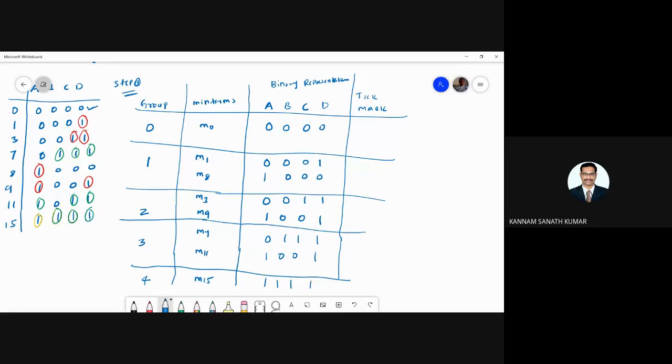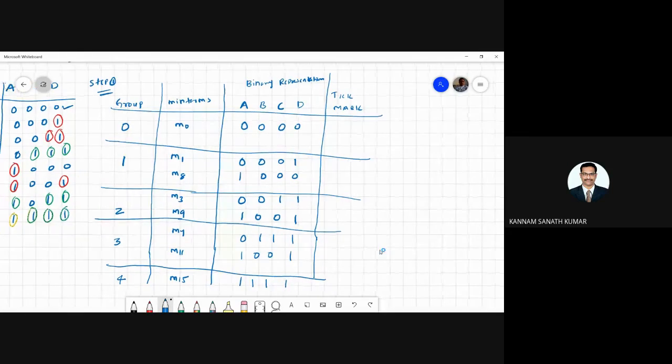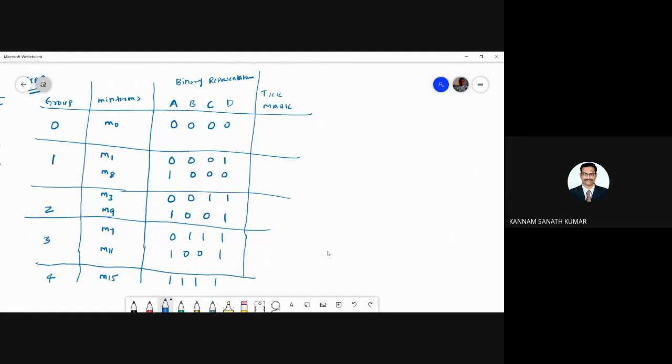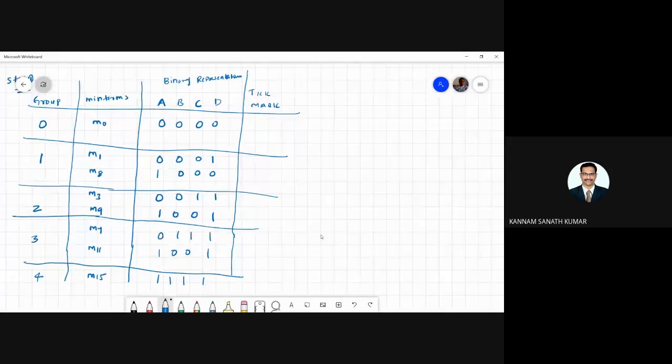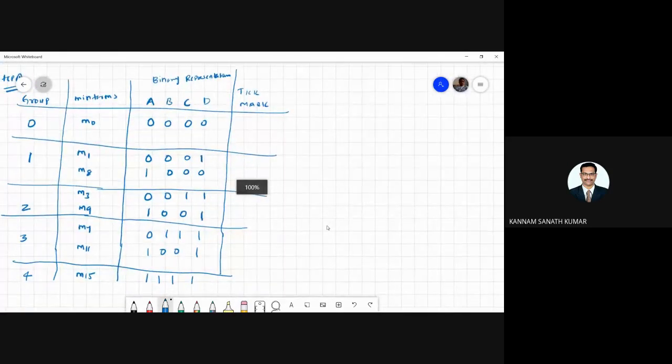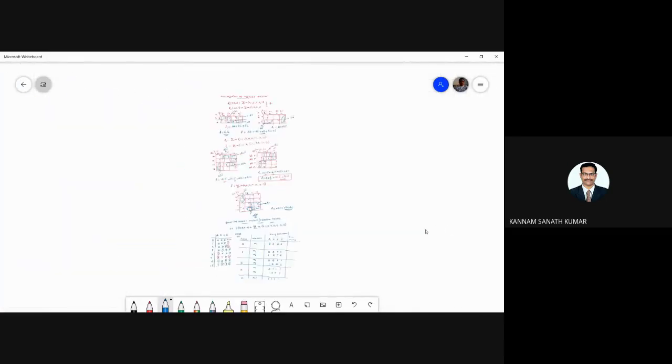Okay, so next what you should do, you have to use this table, and in step 2 you have to draw the second table. That means matching of the nth group and the n plus 1th group. You have to match the nth group as well as the n plus 1th group. After matching you have to keep a tick mark. Why you are keeping the tick mark, I will tell you in the last.